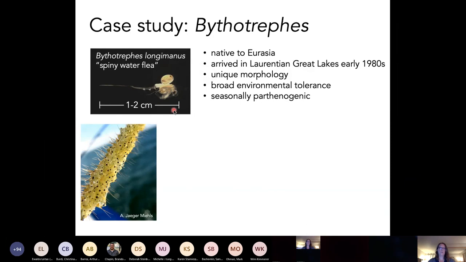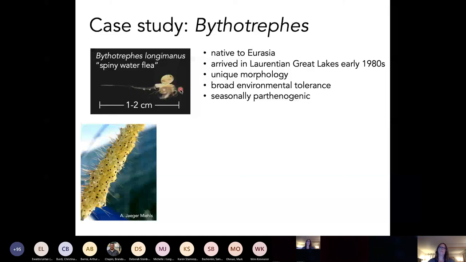It was native to Eurasia and arrived in the Great Lakes in the early 1980s. So it's probably one of the earlier zooplankton to invade the Great Lakes. As I mentioned, it has this unique morphology, and this is important for lots of reasons. One is that this spine is relatively sharp, probably not to us as people, but to fish that consume Bythotrephes, it can puncture their stomachs, as well as form boluses in their stomachs. And so they learn to avoid eating it, especially when they're younger, and the younger, smaller fish will avoid eating it altogether.